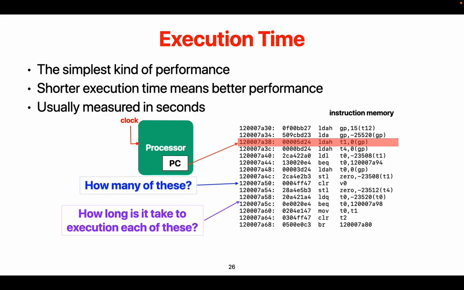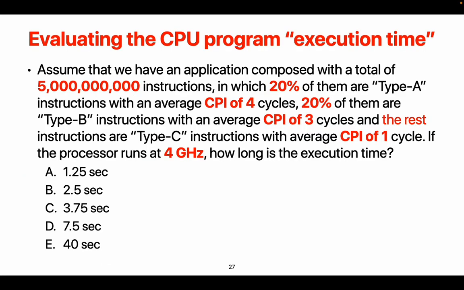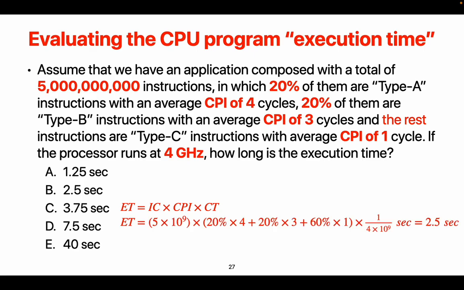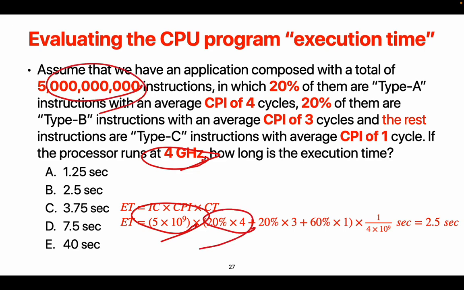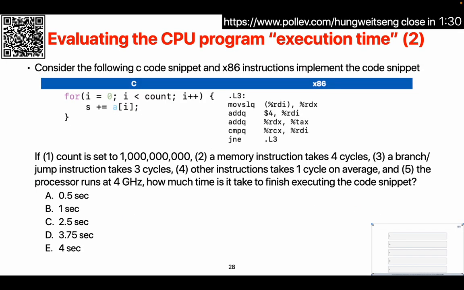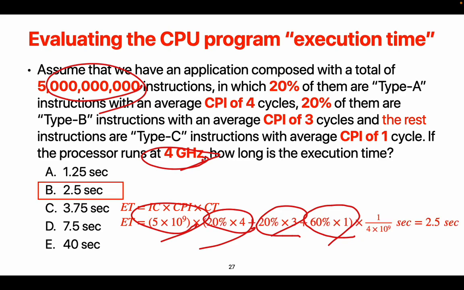How many instructions there are, and how long it takes to execute an instruction, gives you the execution time. So if you put all of this together, it tells you I have a total of 5 times 10 to the 9 instructions, and 20% of them take 4 cycles, 20% of them take 3 cycles, and 60% of them take just 1 cycle. That gives you an average CPI, and if you put it all together, it gives you 2.5 seconds.